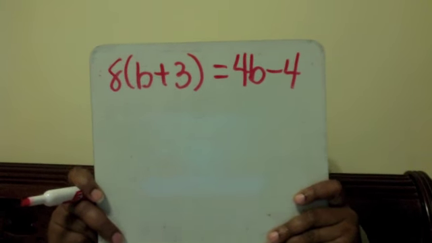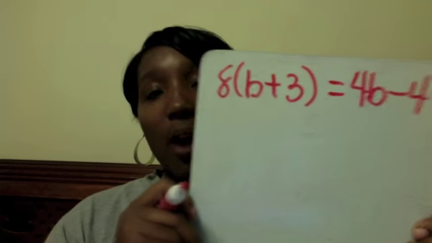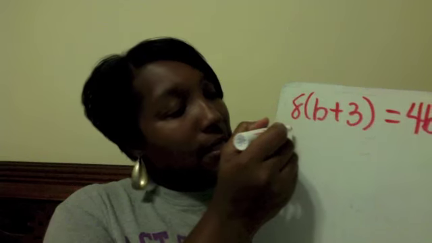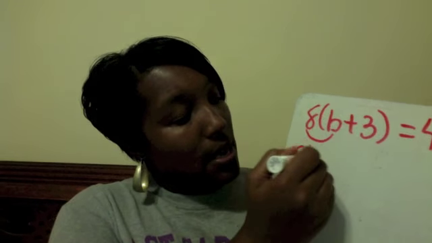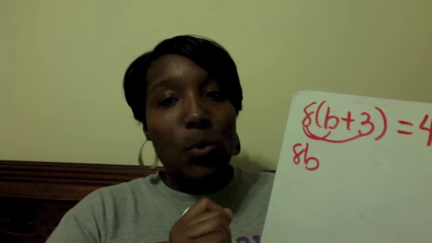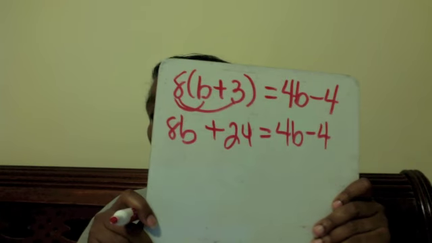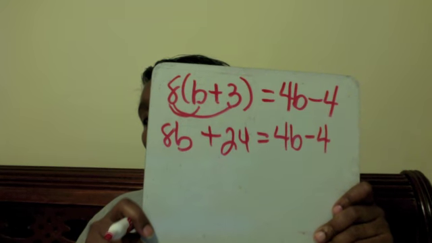Okay. Now, let's combine some things with this next example that we learned in our multi-step video. This is the example that I want us to do. It has parentheses, therefore we have to use the distributive property. So that is 8 times b is 8b, and 8 times 3 is 24. Okay, so now I'm going to subtract 4b from both sides.